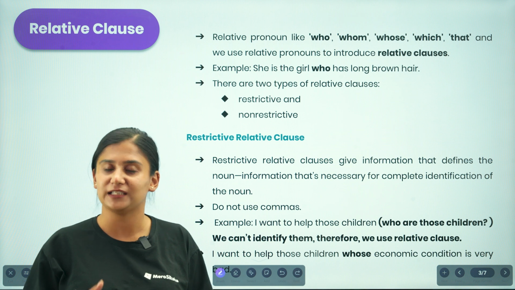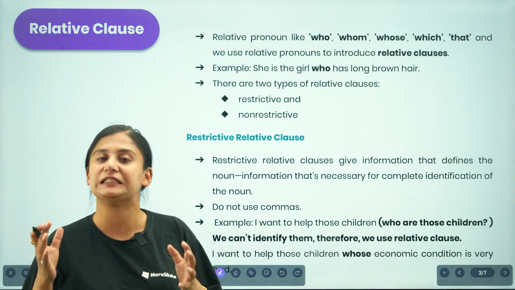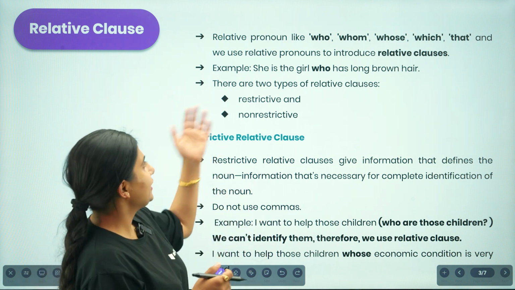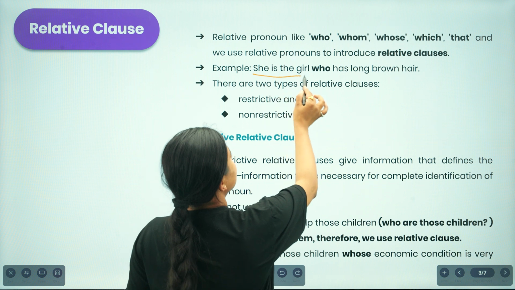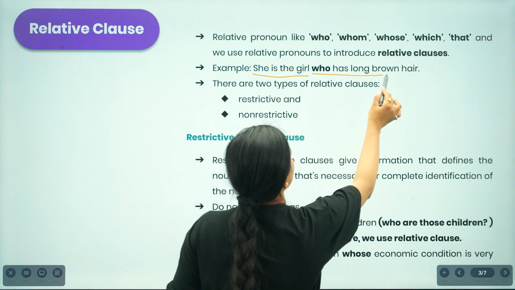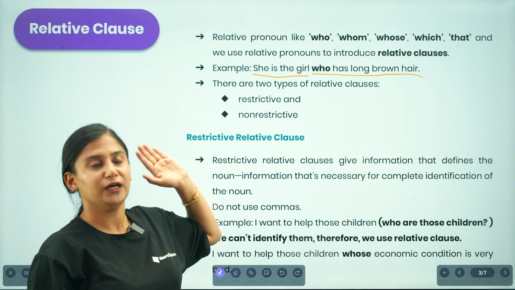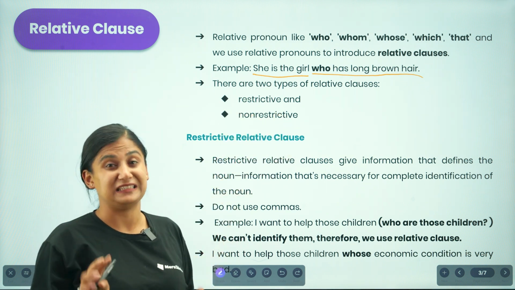It also functions as an adjective clause, but in order to function as an adjective clause, it needs the presence of the relative pronoun. For example, I have written over here: she is the girl who has long brown hair. If we fragment this particular sentence, we can create two independent sentences.